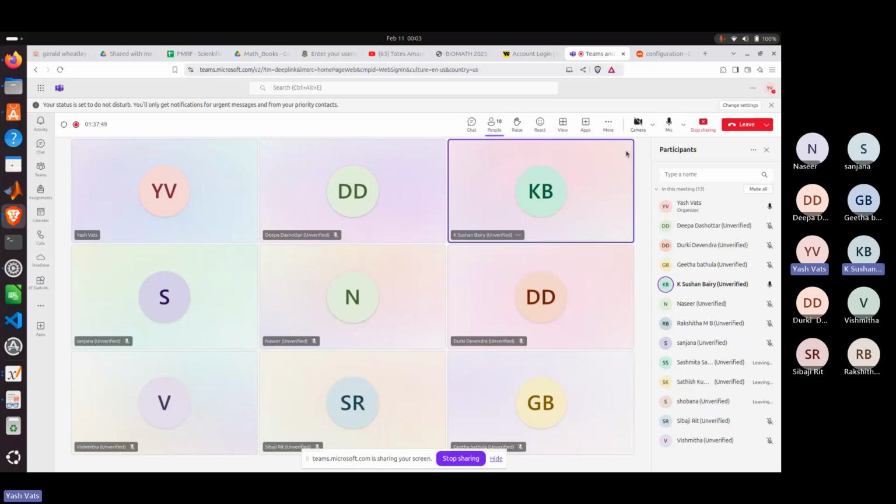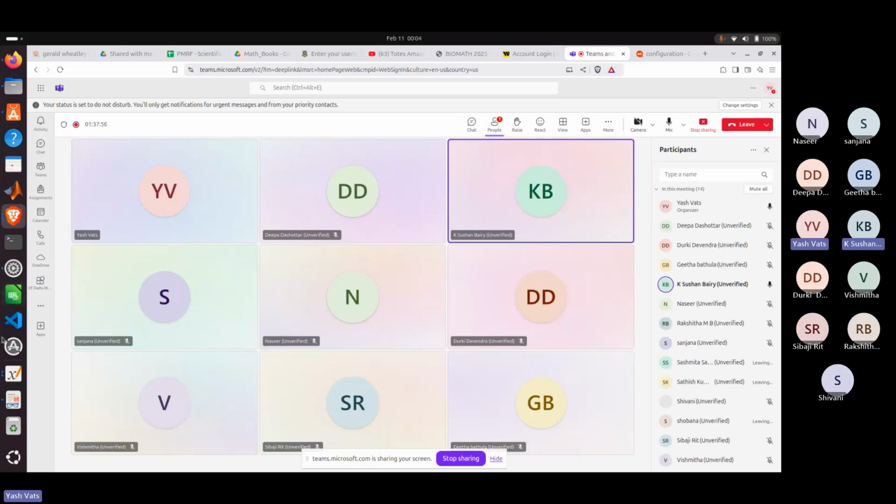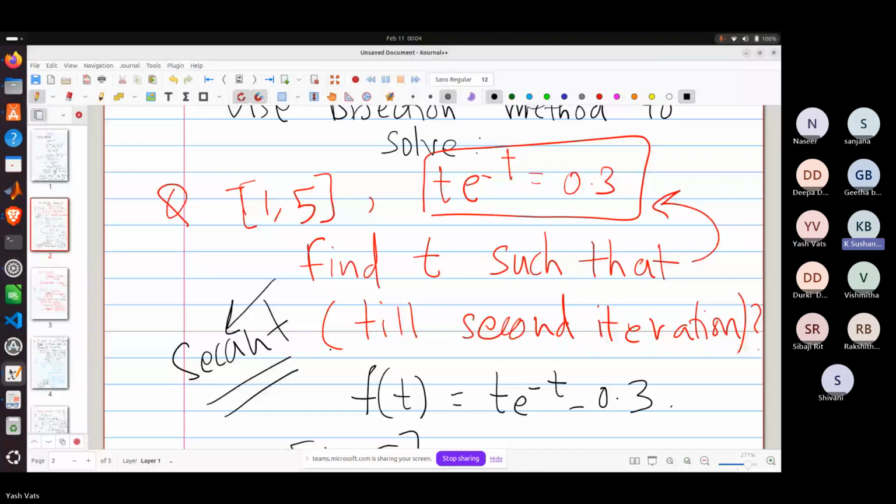Yes. So I hope you have tried this question. Why are people joining at this time or leaving? I will have to create a function to admit everyone later on. Yes. So in this, what value did you get using the second method?